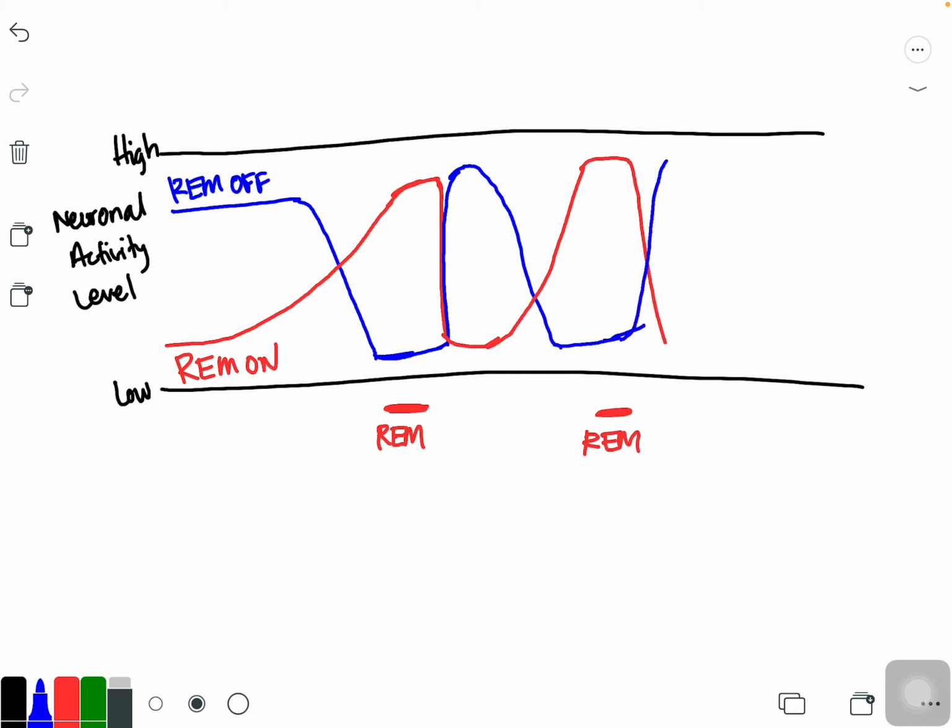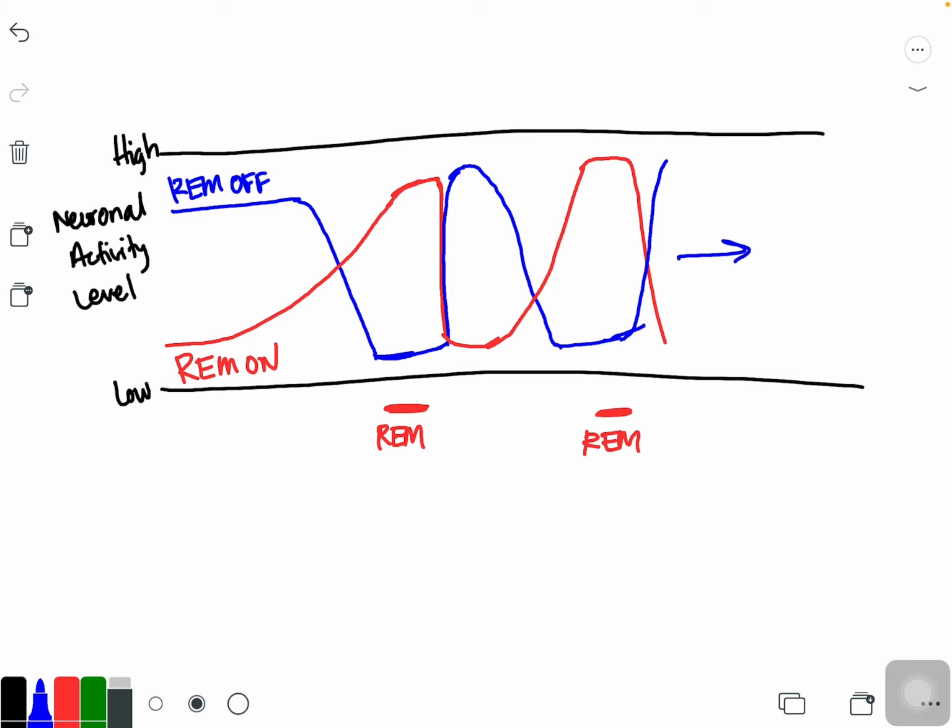Then we see this sort of activity moving on throughout the night, and what ends up happening is that we get these periods of REM sleep. As this pattern keeps going, we're going to see REM-off cells activate, meaning that we're not experiencing REM sleep. We're going to see those REM-off cells weaken, and then the REM-on cells take over.